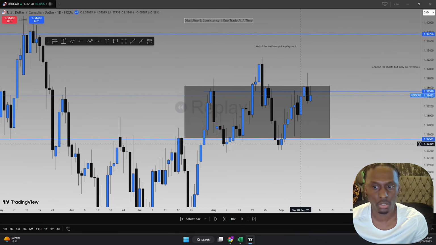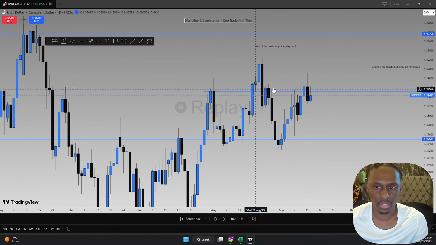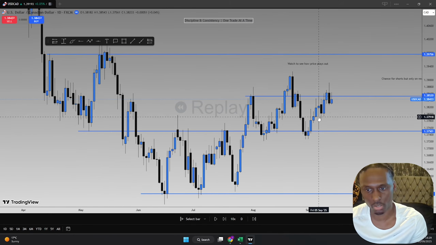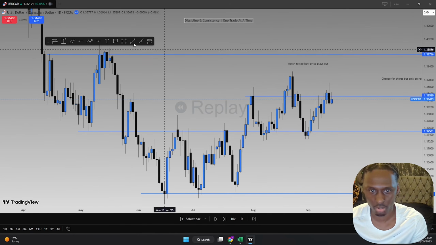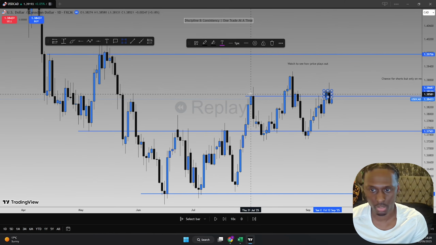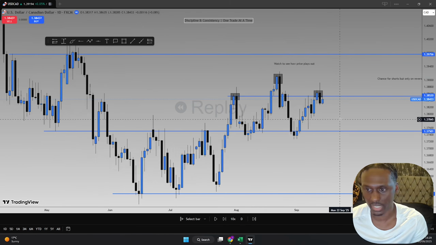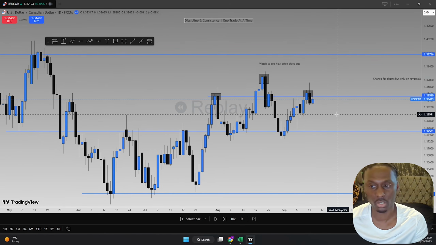I only look for shorts, or I only look to go against the trend, if I see a reversal. And what do you see? Lo and behold, here, got a head and shoulders. So remember I was just saying, me personally, I don't like going against the weekly trend unless there's a reversal. Now there's a reversal, head and shoulders, rejected it, and it's ranging, sorry, on the weekly.